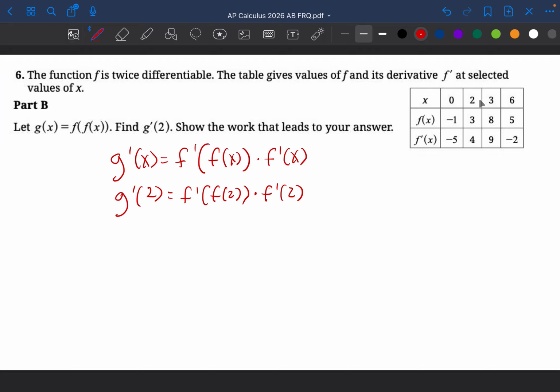So first, f of 2 is 3. So we have f prime of 3 times f prime of 2. So f prime of 3 is equal to 9. F prime of 2 is equal to 4, and that gives us 36.